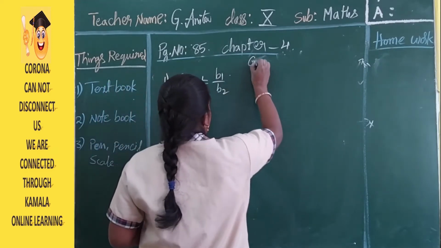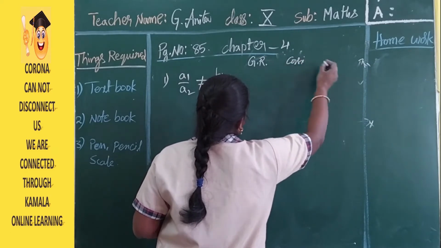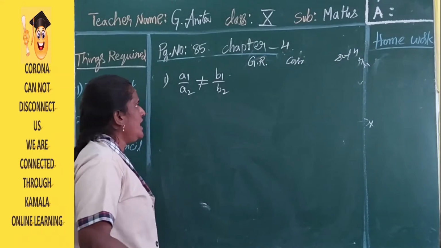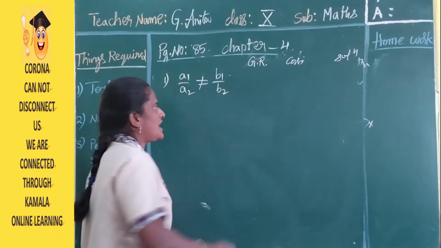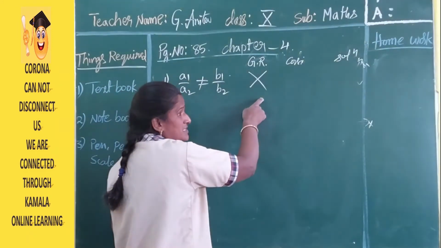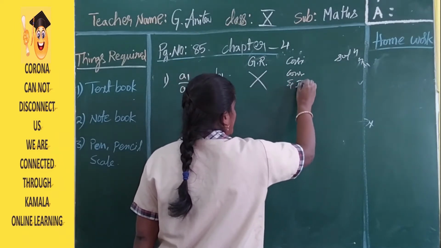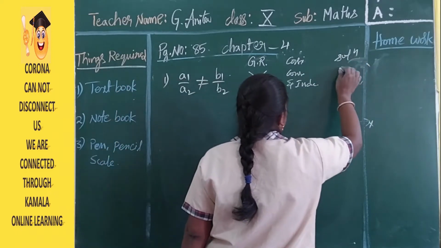This is graphical representation. Consistency. Next, solutions. Roughly I am telling. A1 by A2 not equal to B1 by B2. The graphical representation is intersecting lines. The given system is consistent and independent. And it has how many solutions? Unique solution.